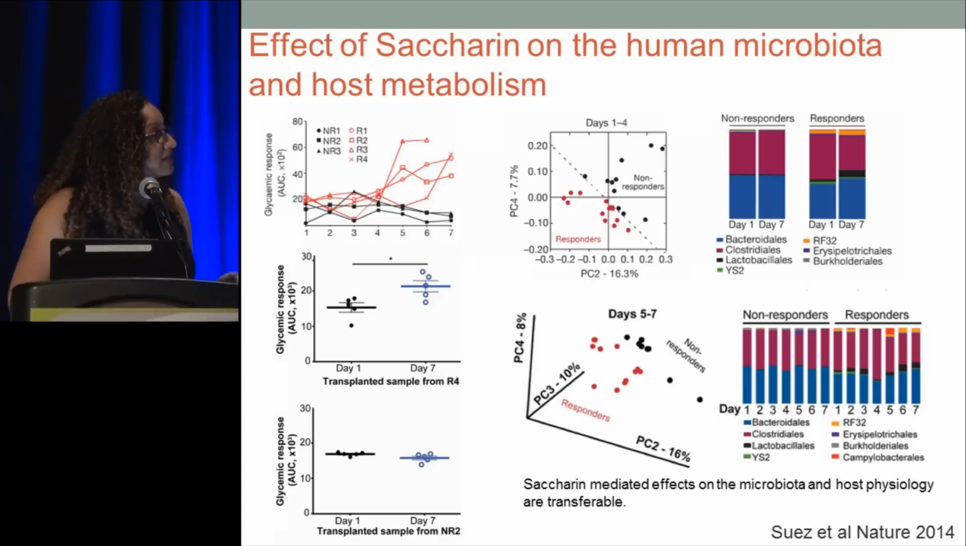And what they did was they took either samples from a responder or non-responder and gave them to germ-free mice. The mice that received fecal samples from the responder had an increase in glycemic responses, as shown here, while the mice that received fecal samples from the non-responders, you didn't observe any changes.